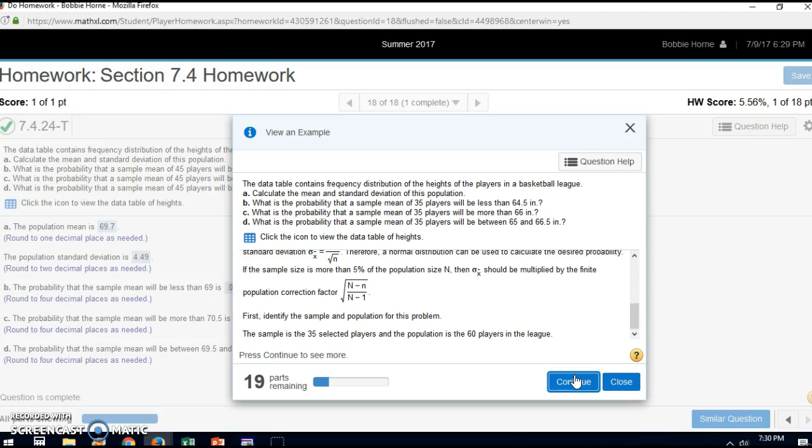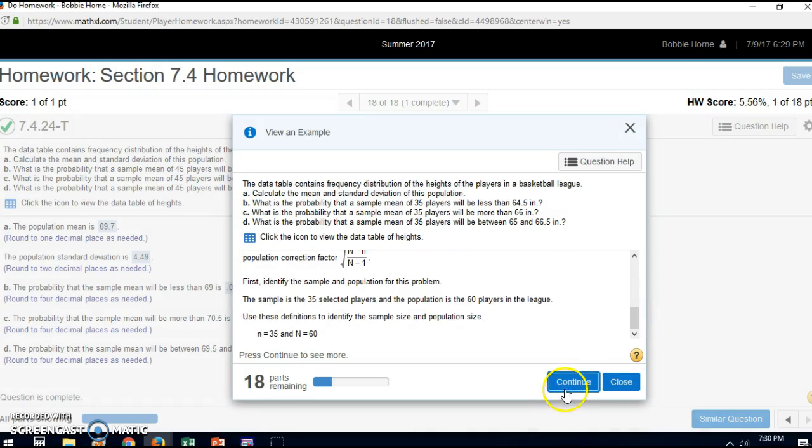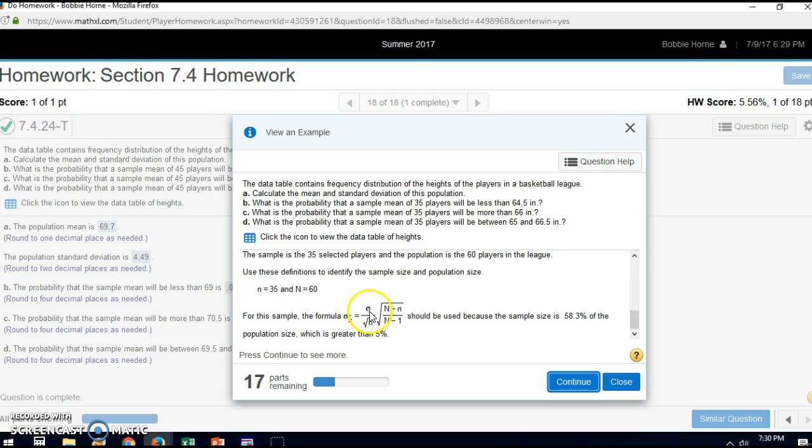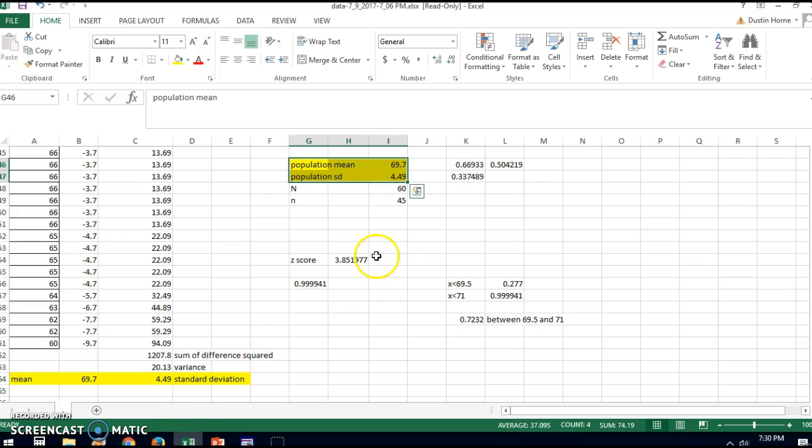So what we're going to have to do is we're going to have to use this formula here. What does all of this mean? Big N is the population. We know big N in our problem, there's 60 players. Little n is 45. And the standard deviation is 4.49. Those are the three numbers you need to calculate our standard deviation for our sample. Okay? This is an extra calculation you're going to have to do. I have it set up in Excel. Let's look at it real quick.